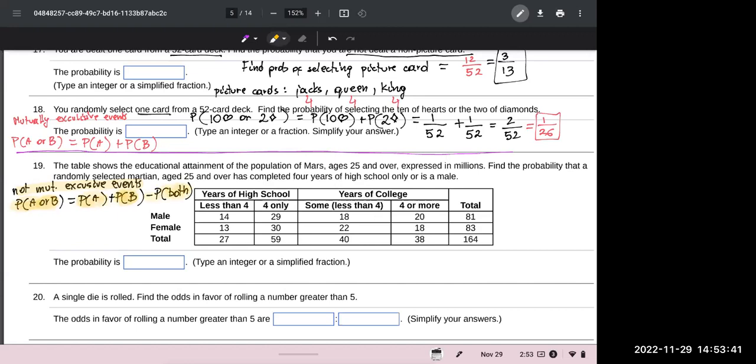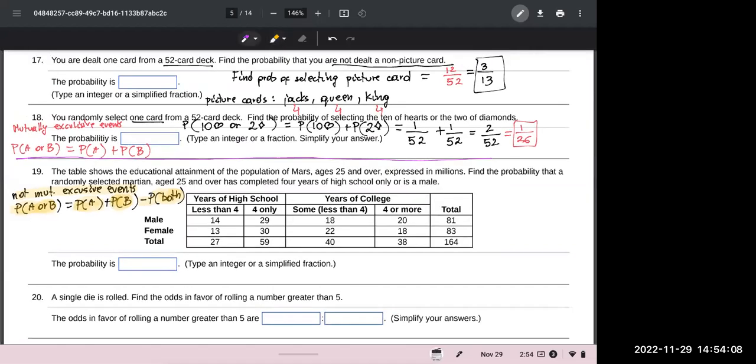In the previous example, I didn't have that minus probability of both because it's impossible. There is no card which has 10 and 2 on it. Okay, that's why it was impossible. We had mutually exclusive events. Mutually exclusive events, there are two independent events. Not mutually exclusive events, we have dependent events, which means two events can happen at the same time.